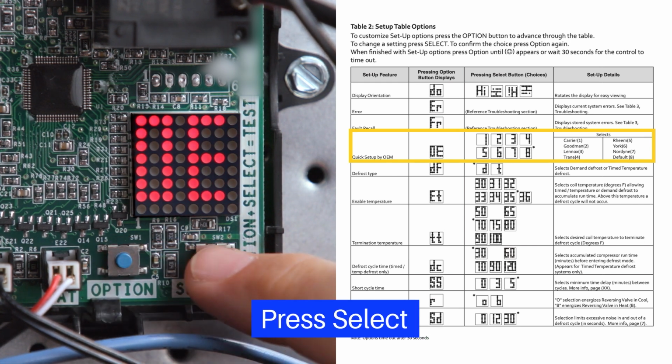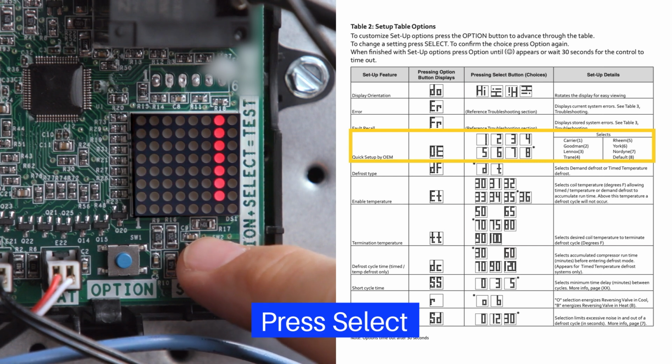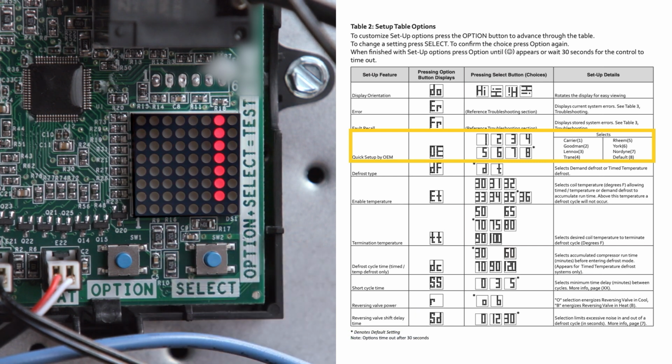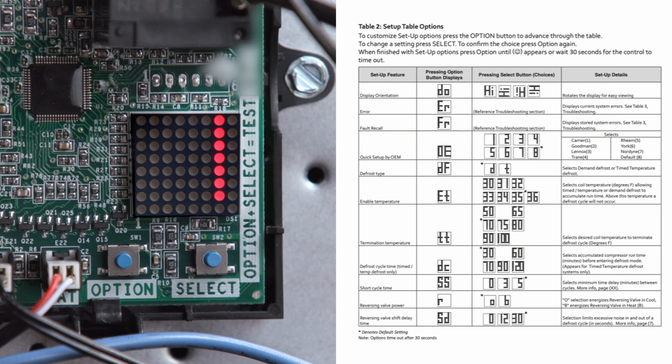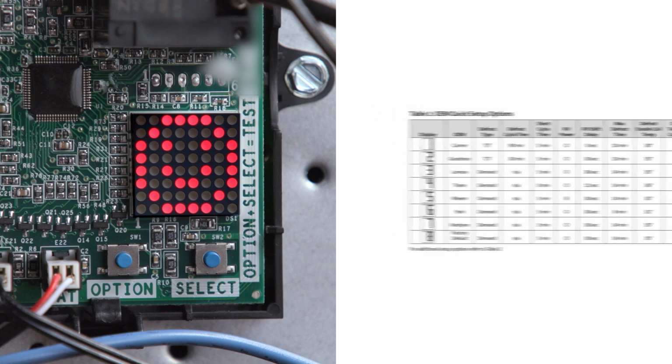Then press Select until the number that matches the correct OEM manufacturer is shown. For this application, we will select the number 1 for a carrier heat pump. Pre-selected configurations can be further customized by continuing to press the Option button and advancing through the available options.